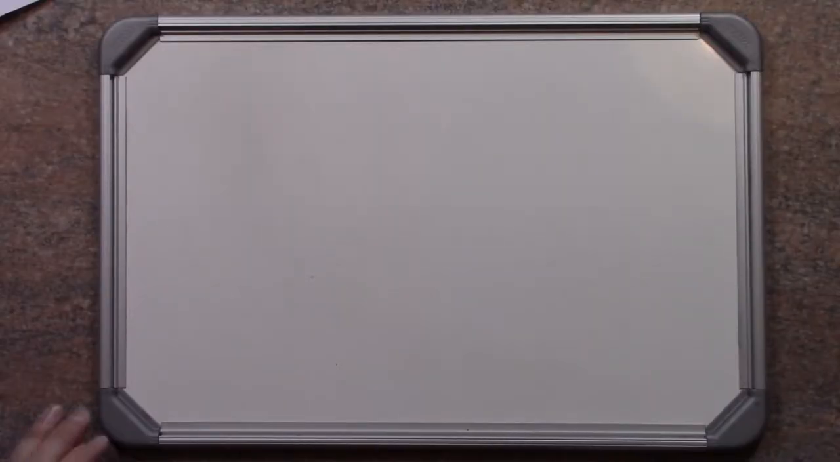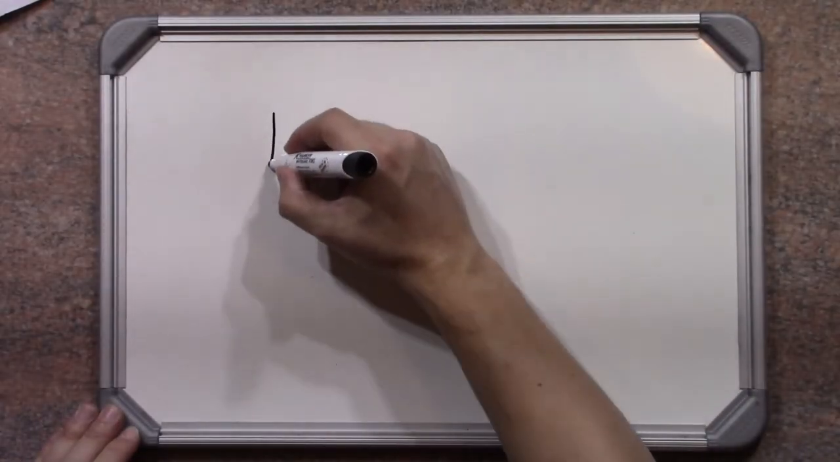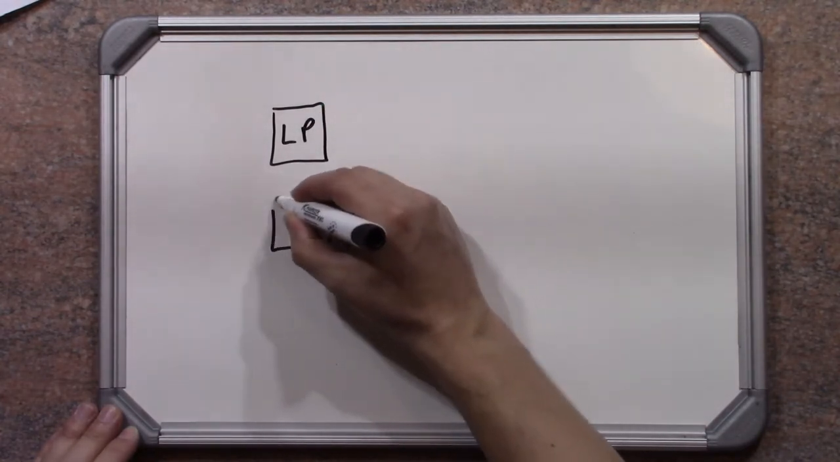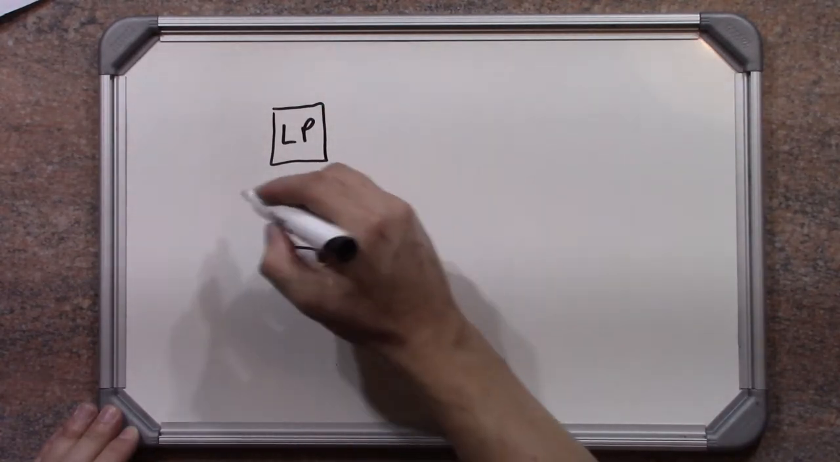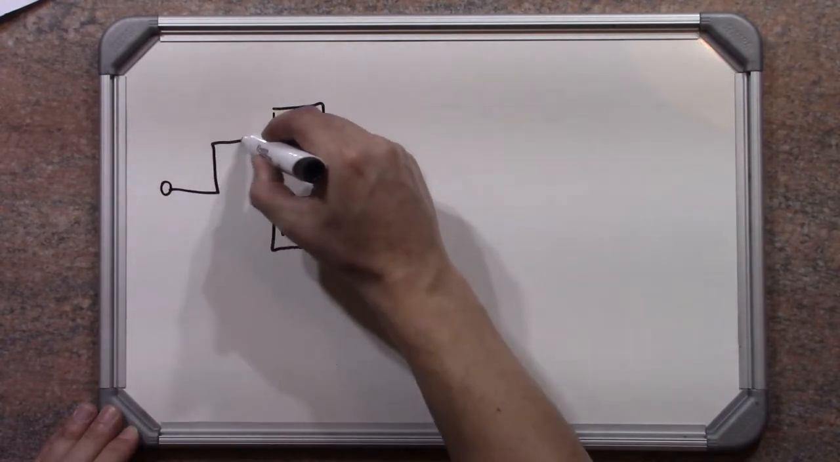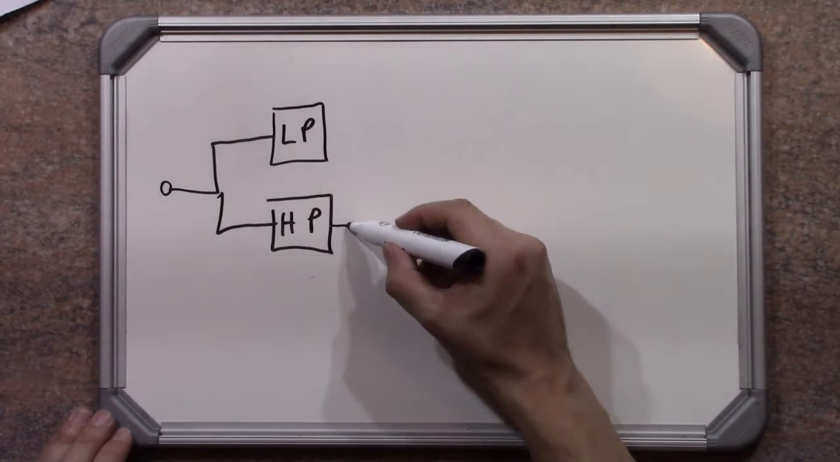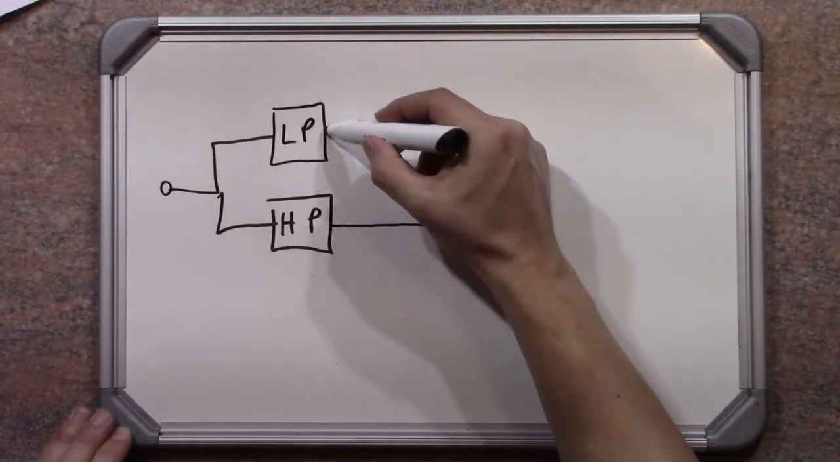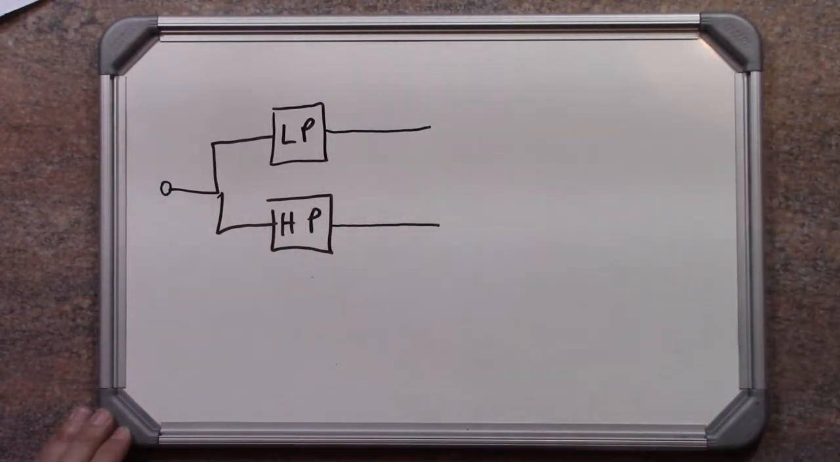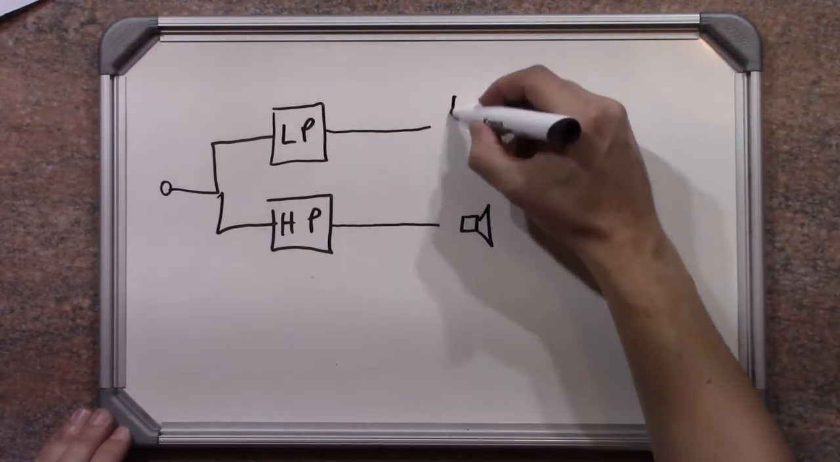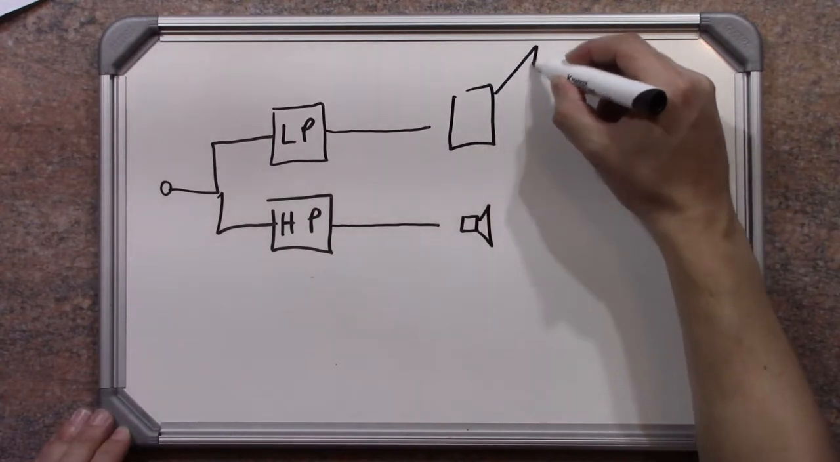So a single crossover is actually just two filters. You've got a low pass filter and a high pass filter, and then a single source that feeds both of those. That simply means that now all the higher frequencies will go out there and all the lower frequencies will go out there. So you can connect this to your tweeter and you can connect this one to your woofer.